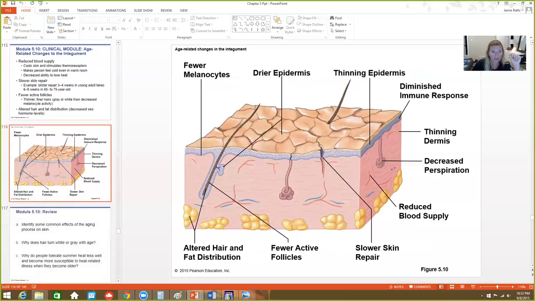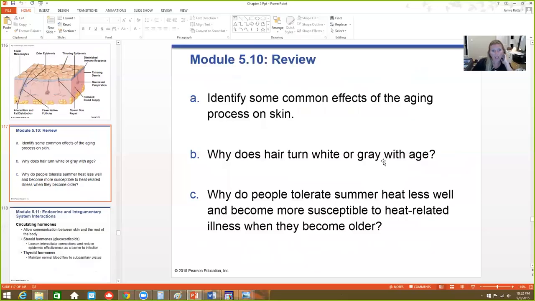Here you're seeing some of the effects: drier epidermis, less active follicles, less active sweat glands, reduced blood supply, decreased perspiration, etc. So here's a quick review. You can pause the video and go back and answer those questions.